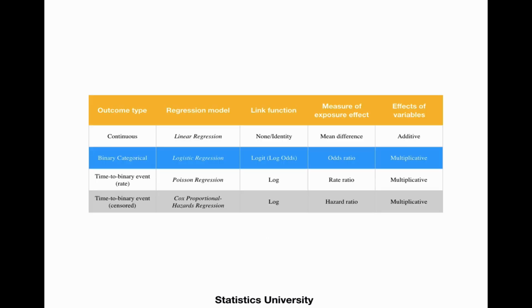The familiar overview table tells us that we have to use a link function. And for that link function, we use the log odds of the outcome or event. And we are measuring the effect of different variables with an odds ratio. And that effect is not any longer additive, but multiplicative.